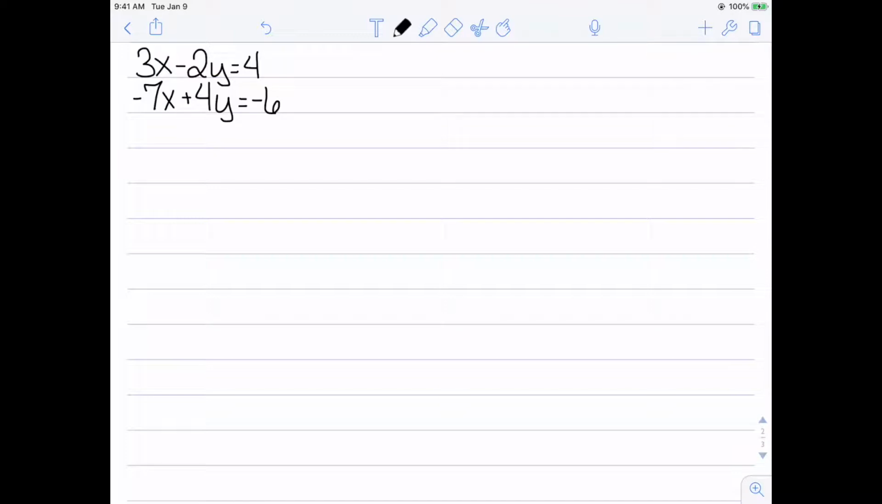We have the system 3x minus 2y equal to 4 and negative 7x plus 4y equal to negative 6. So we need to start by adjusting the coefficients. And we can see that if I multiply the first equation through by 2, I would have a negative 4y, and then my second equation will have a 4y, which is exactly what we need. So I'll multiply my top equation by 2, and I'll leave the second equation alone. When I multiply the top equation through by 2, I get 6x minus 4y is equal to 8.